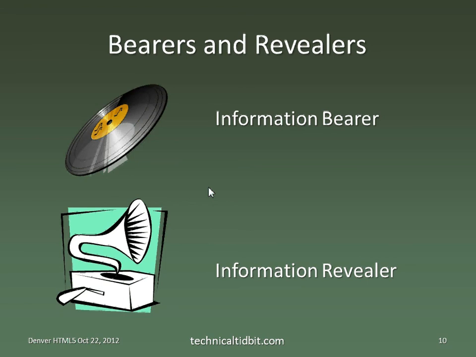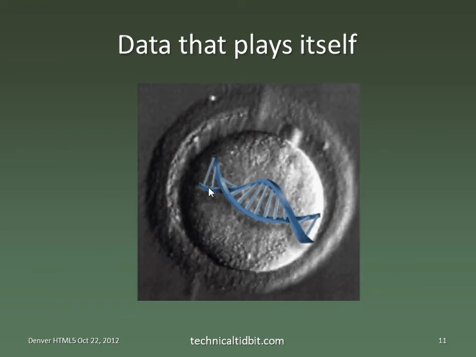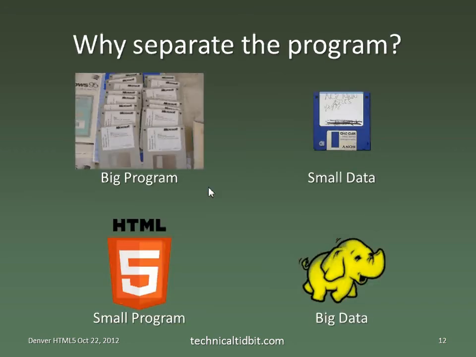But then he goes on and says, well, they're not always so distinct. If you look at the example of the first fertilized cell of an animal or human, that can be considered a program or data actually that reveals itself. It doesn't really need a player other than the proper environment. And so it raises the question, why did we ever separate program from data in the first place? And the answer is that 20 years ago, we had big program and small data. Now we have small program and big data.